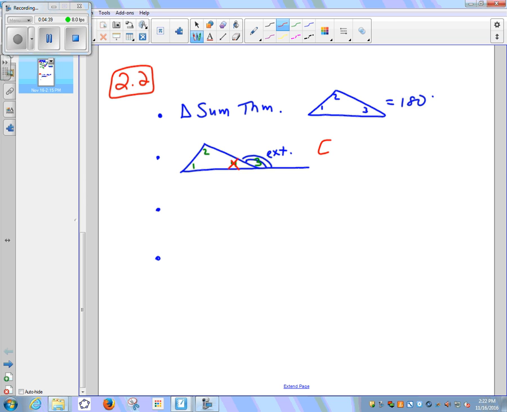This theorem is called the exterior angles theorem. And it says the measure of an exterior angle, so in this case the measure of angle 3, is equal to the sum of the two remote interior angles. So the two that are not forming a linear pair with it. That's the exterior angles theorem. Okay.